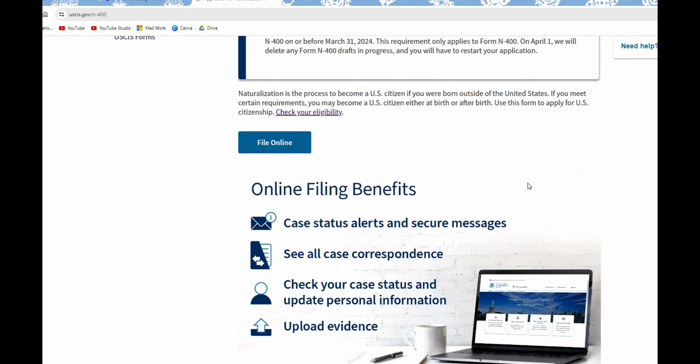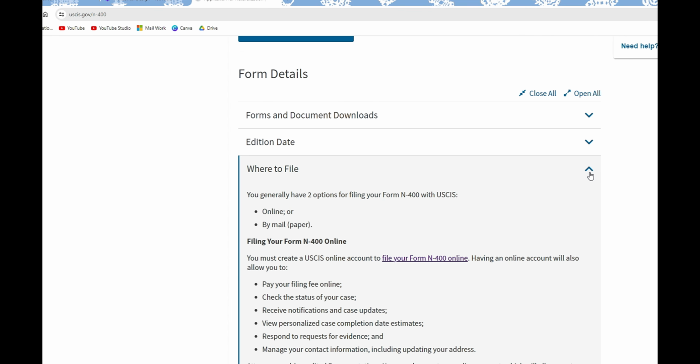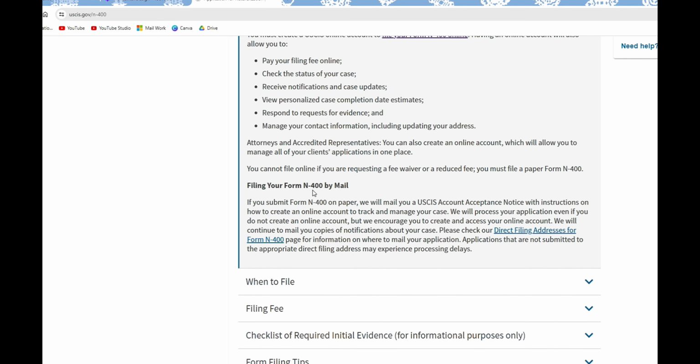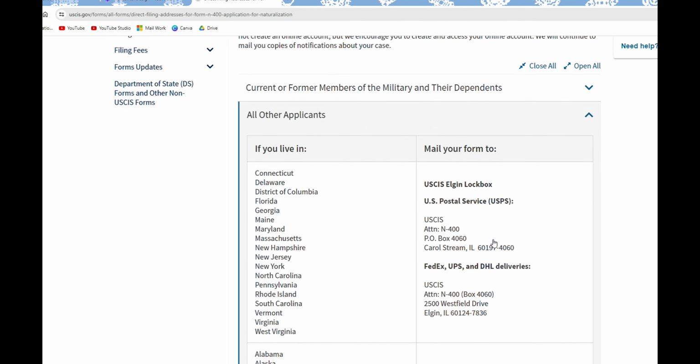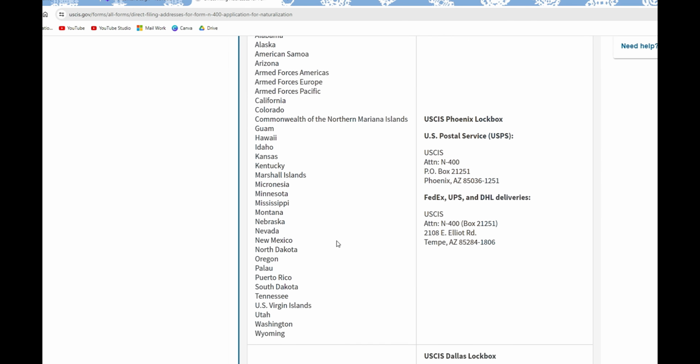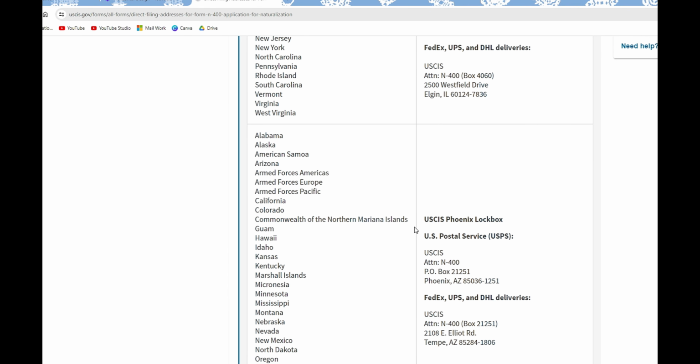So if you go to their website and go to the drop-down menu where to file, if you file your N-400 by mail, you can click this link, direct filing addresses. If you're not a member of the military, you will click the second drop-down menu and find the state where you reside. This will be the address where you send your application.